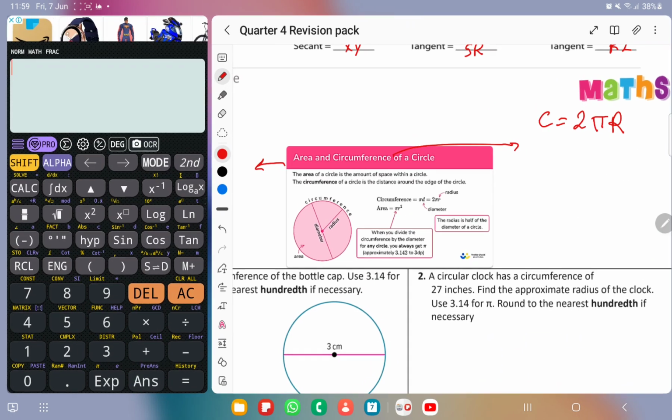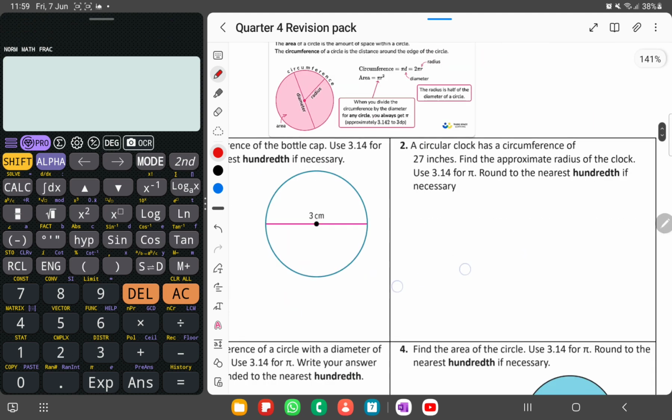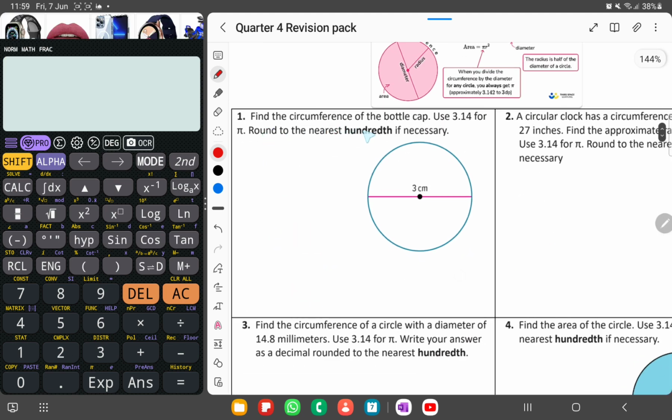Here it is. He's asking to find the circumference of the bottle cap. Use 3.14 for pi. Keep the paper that I told you about beside you. What does he want? He just wants the circumference. So circumference is 2 pi r. Mister, I don't have the radius, but you have what? The diameter. If the diameter is 3 cm, what is the radius? The radius is half the diameter. So the radius is 3 over 2, which is 1.5 centimeters.